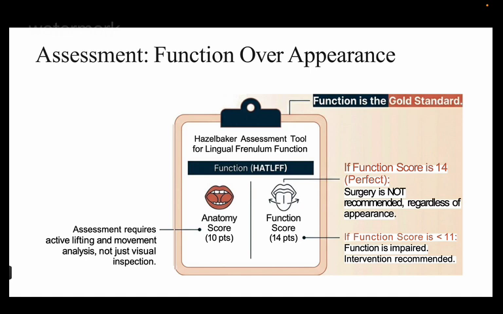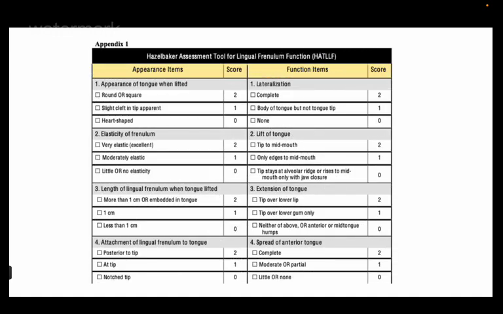So if the patient can move the tongue, it becomes easy. If the function score is 14, it is perfect, so there is no need for any surgical intervention for the patient. But if the score is 11 or less, the function is considered impaired, and intervention is recommended. So this is the scoring system, the Hazelbaker assessment tool for lingual frenulum function.